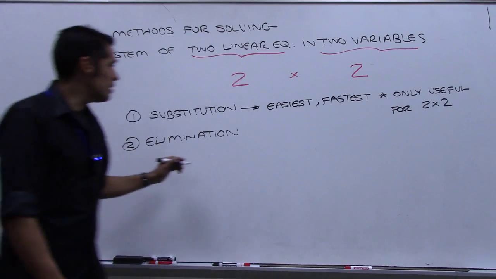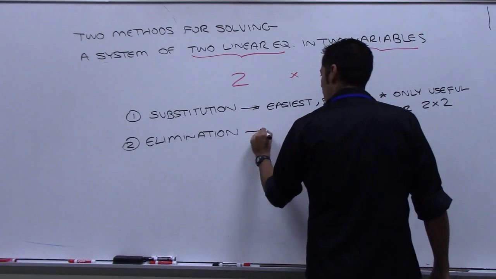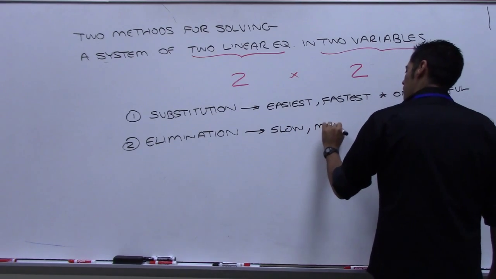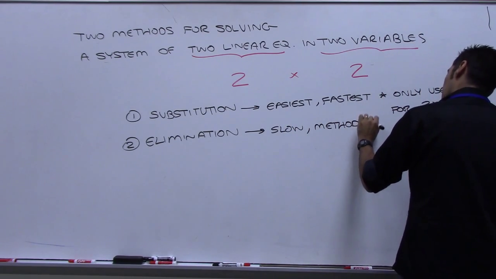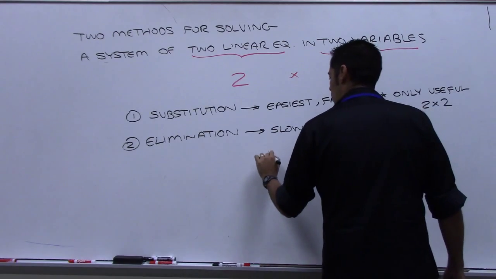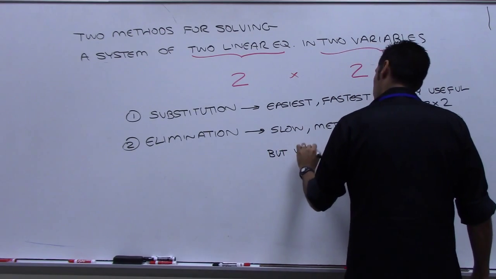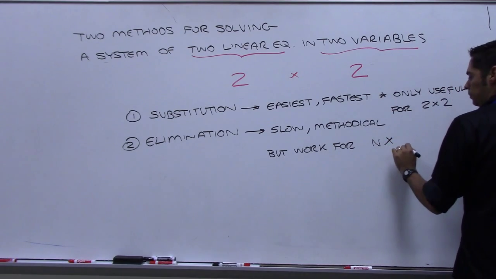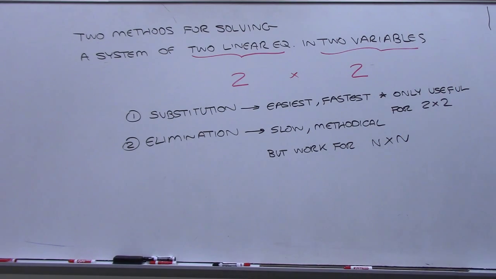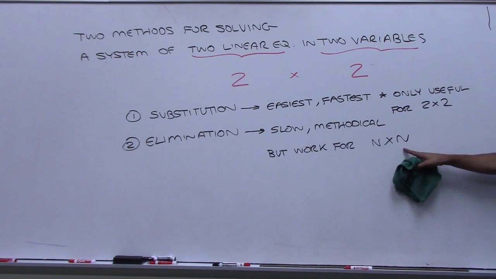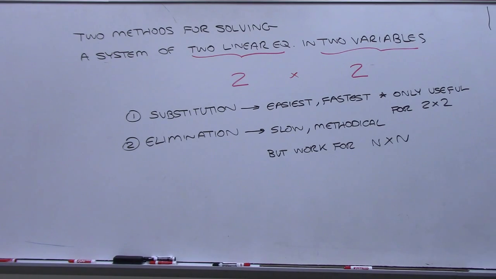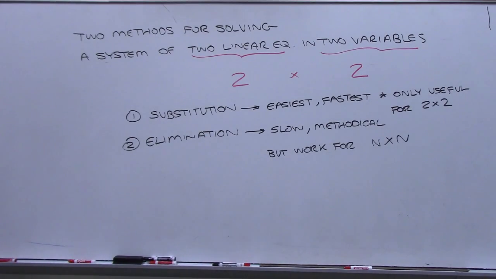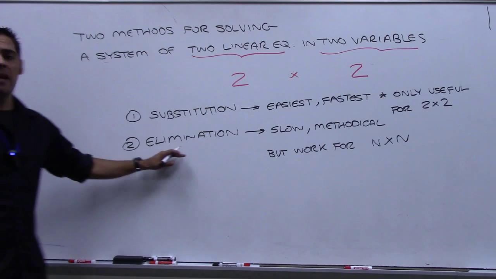Elimination, the other method, is slow and methodical, but always works, or works for n by n. What do I mean? Any number of equations and any number of variables. 5 by 5. You could have 5 equations and 5 unknowns, and elimination would work for that.